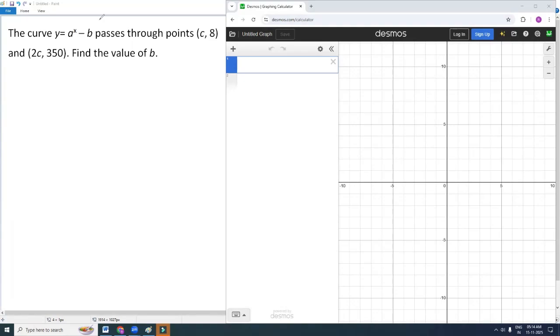The curve y equals a to the power of x minus b passes through points (c, 8) and (2c, 350). Find the value of b. Okay, we can use Desmos to solve this problem.